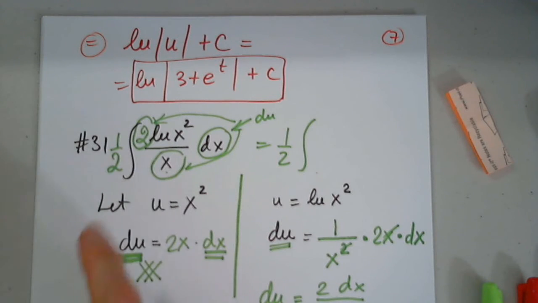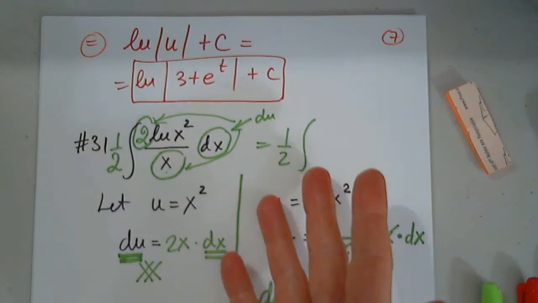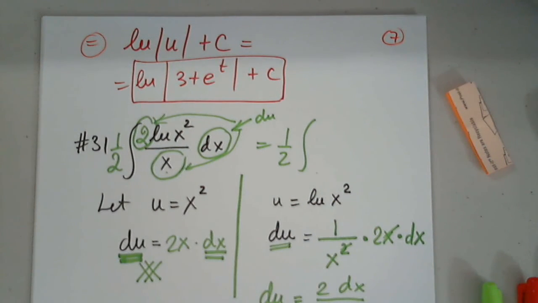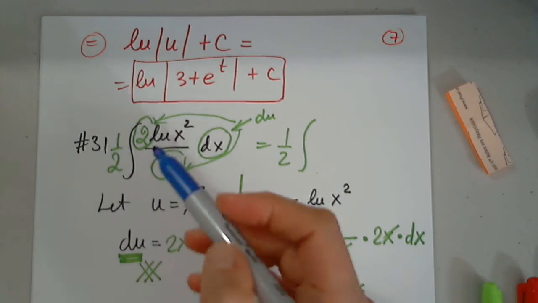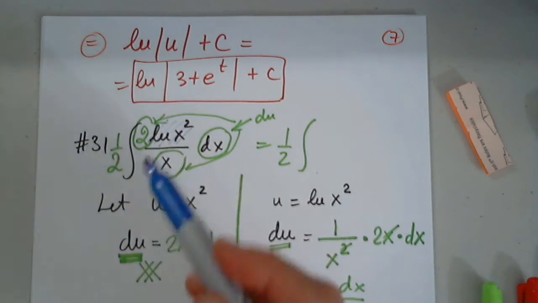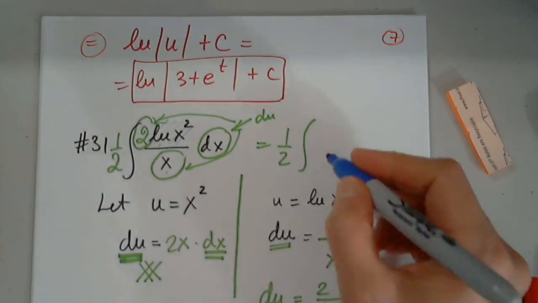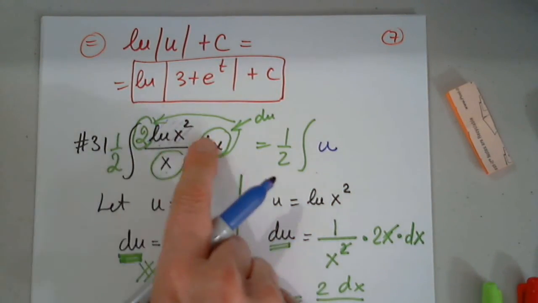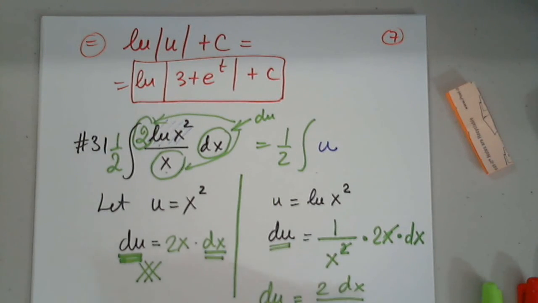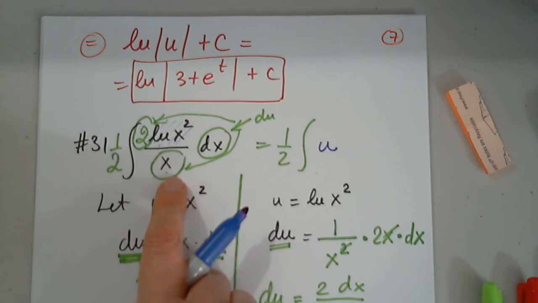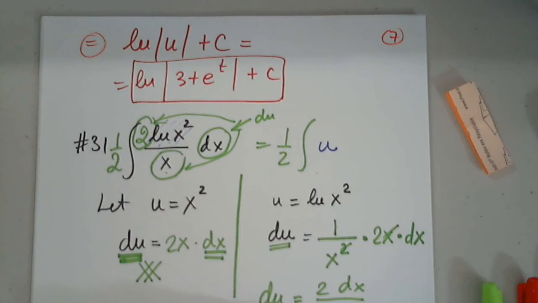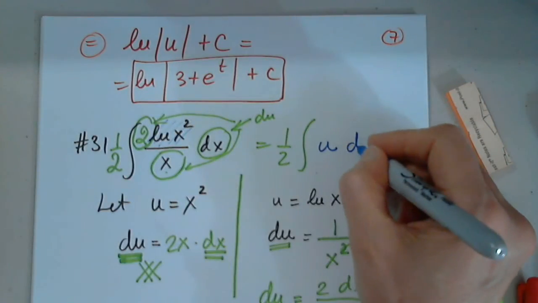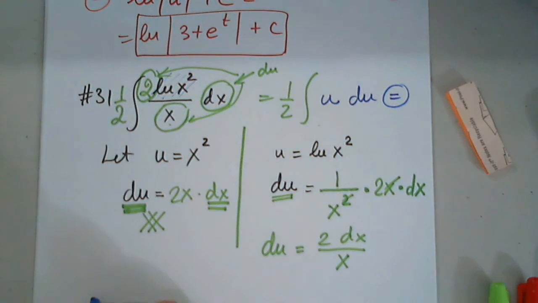Do we have natural log of x squared anywhere here? Natural log of x squared. What do I replace this piece by? U. Very good. And what do I replace again 2 times dx over x by? U. That's it. It cannot be easier.